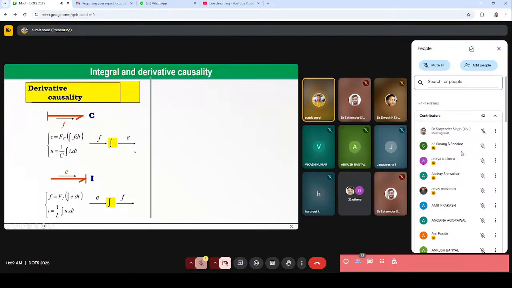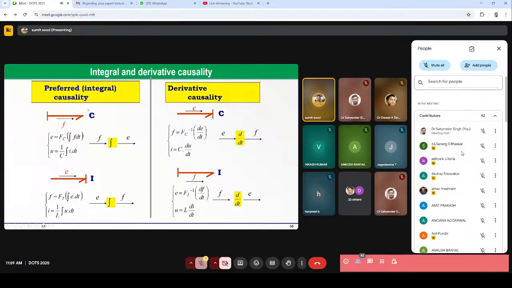Then for the C element and the I element, we have something called the integral causality, and there is something called the derivative causality. So for the C, for the integral causality, we have the stroke on the left side, on the tail. And in this case, the flow is the cause and effort is the effect. And in the relation between effort and flow, effort is equal to the integral of flow.